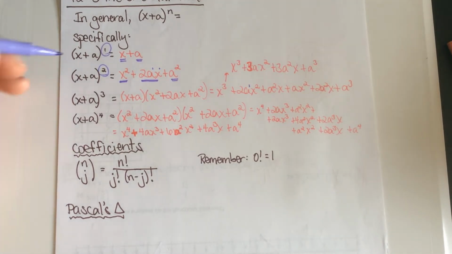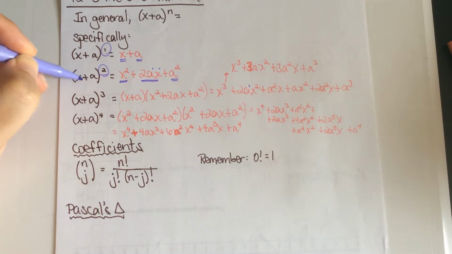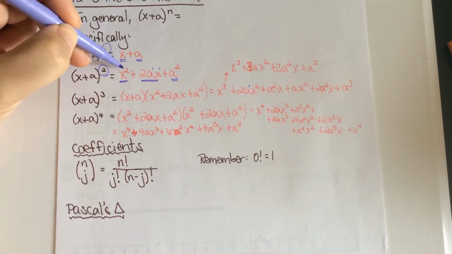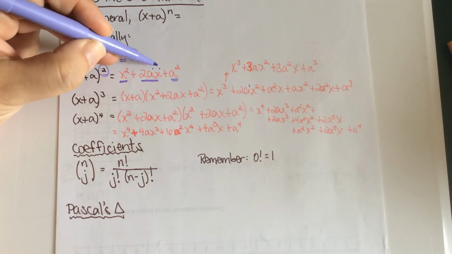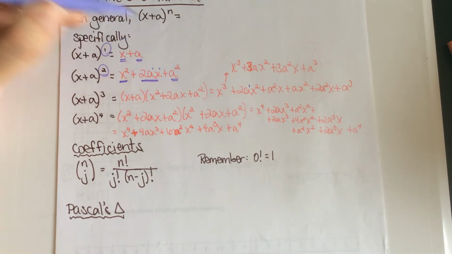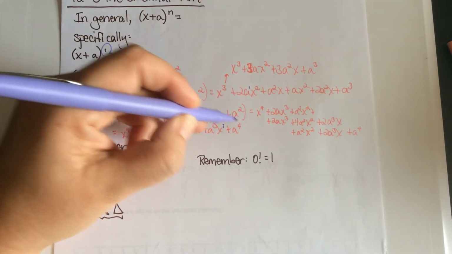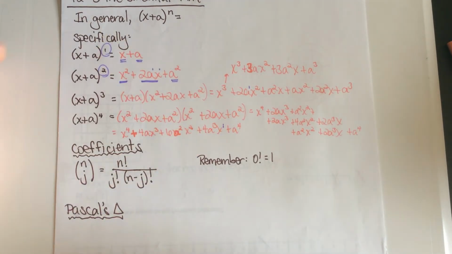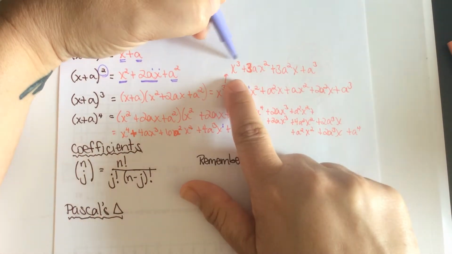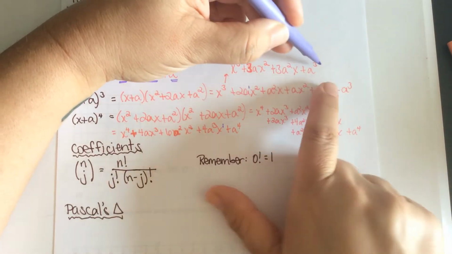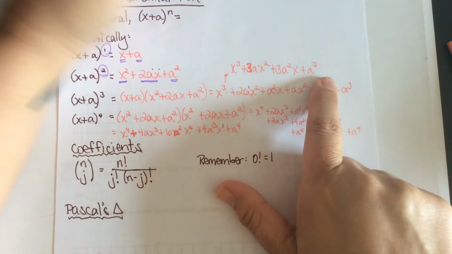Also, notice that the first term of the binomial starts at the highest power in the expanded form and decreases. So this goes 2, 1, 0. This goes 4, 3, 2, 1, 0, right? This goes x to the third, x squared, x to the first, x to the 0, okay?